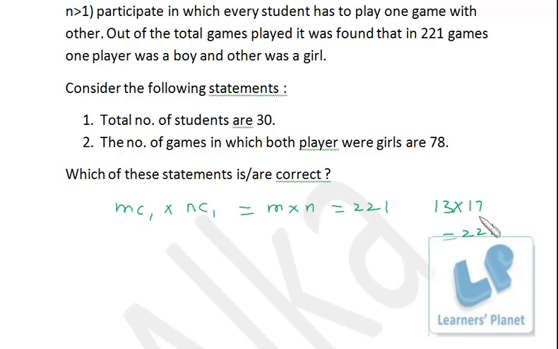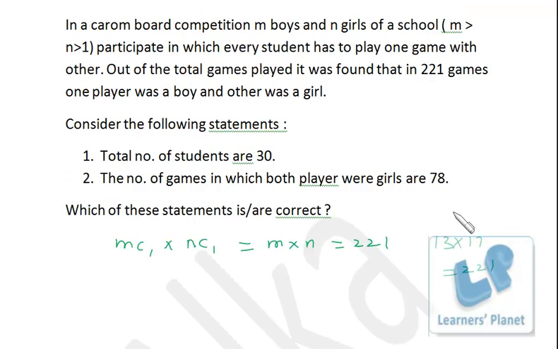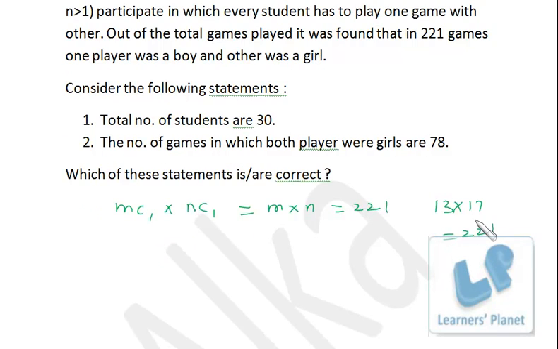Now which of them is M and which of them is N, that we have to find out. We are already given that M is greater than N. That means M is 17 and N is 13. That means 17 boys and 13 girls. That's pretty sure, right? So if 17 boys are there, 13 girls are there, that means in all there are 30 students. So this statement is correct.